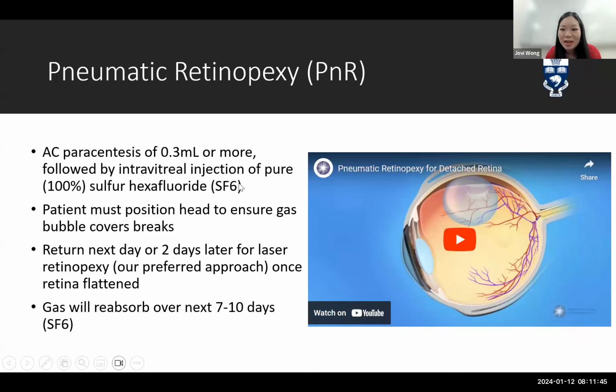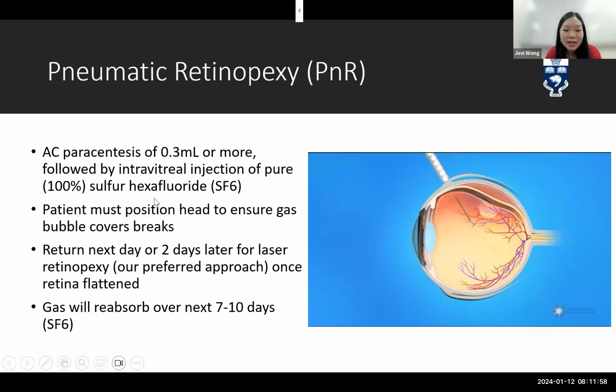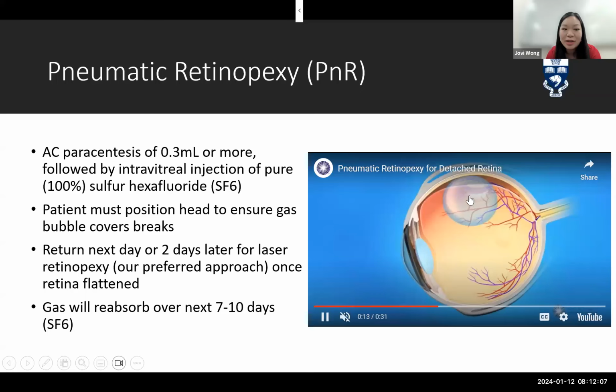So no talk with Dr. Mooney is complete without an overview of pneumatic retinopexy. So here is an AO video on pneumatic retinopexy as a method. And so how we do this is, first, they don't include this, but we have to make some room. So we do a paracentesis of the anterior chamber of 0.3 mils or more, followed by this intravitreal injection.